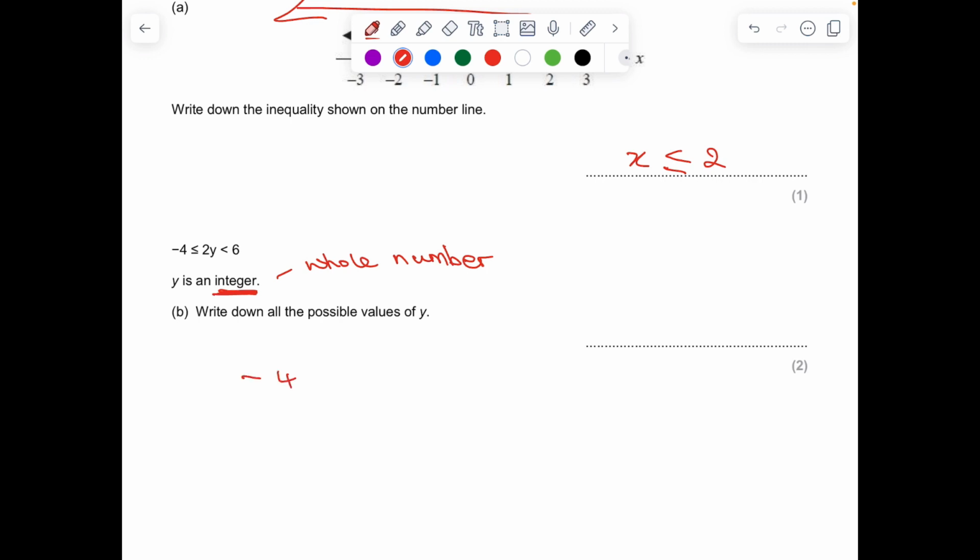So minus 4 is less than or equal to 2y, which is less than 6. I'm going to divide everything by 2, so it becomes minus 2, and this is y, and this becomes 3. So I know that my y is greater than or equal to minus 2, so it includes minus 2. So minus 2, minus 1, 0, and it stops here at 3. So does it include 3? No, because there is no line here. So it's just 1 and then 2. And that's it.